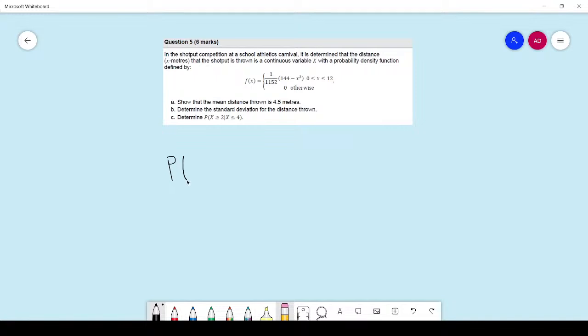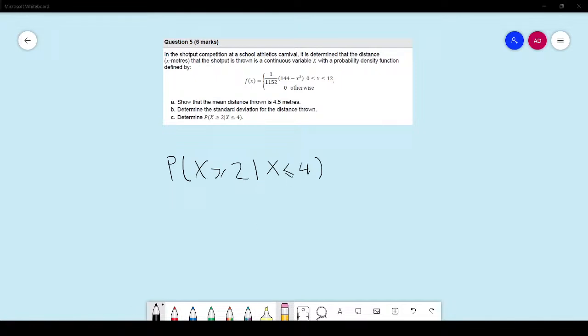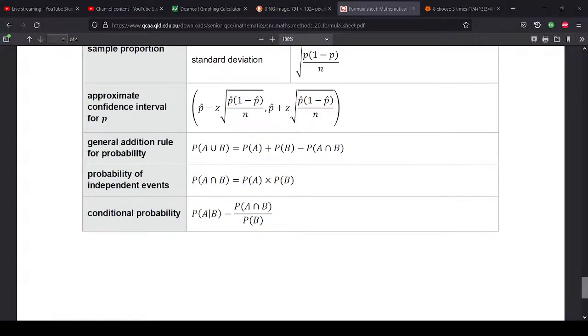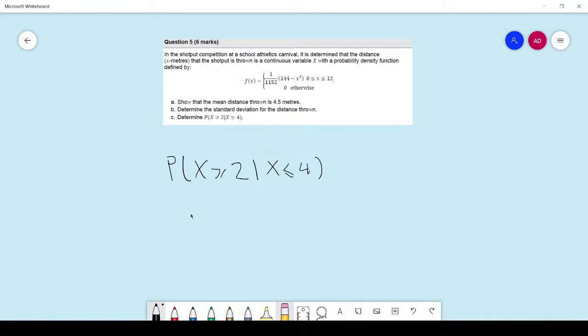That's part C. Determine the probability that the throw is greater than 2, given, this is conditional probability here, given that x is less than or equal to 4. So the probability that our throw is greater than or equal to 2, given that it's less than or equal to 4. Here, I believe we can use this. You guys haven't learnt Bayesian theory, but I think they've chucked it on the formula sheet. Let's use this definition here, and maybe we'll use this one to see what happens before we actually start this question.